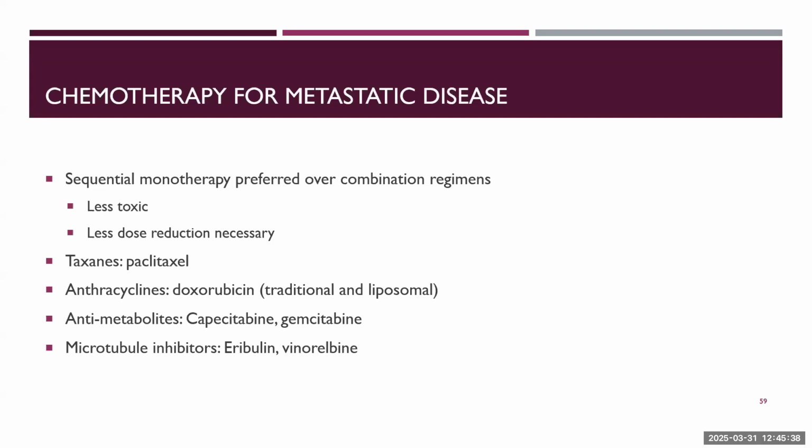Some agents that we can use for metastatic disease include taxane, so paclitaxel, anthracyclines, doxorubicin. We have traditional and liposomal. If we are going to do doxorubicin in the metastatic setting, typically liposomal is preferred because it has a little bit better tolerability compared to traditional doxorubicin. You can also use antimetabolites, so capecitabine and gemcitabine, and then microtubule inhibitors, eribulin and vinorelbine also have good data in breast cancer.